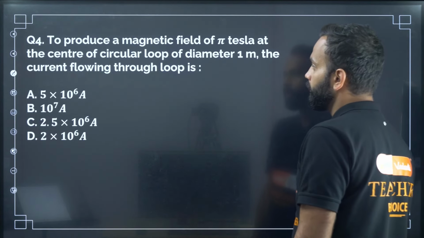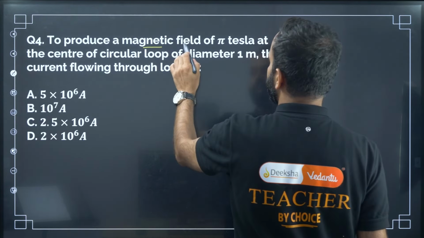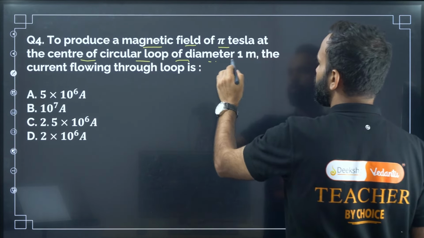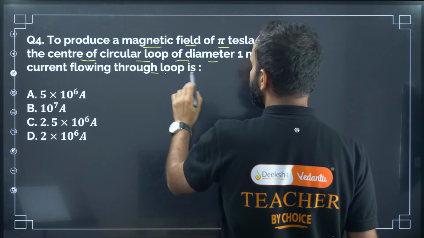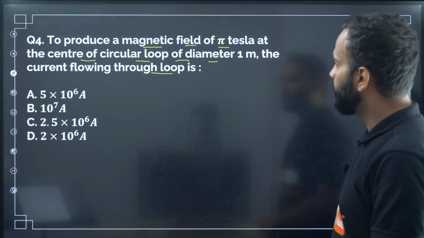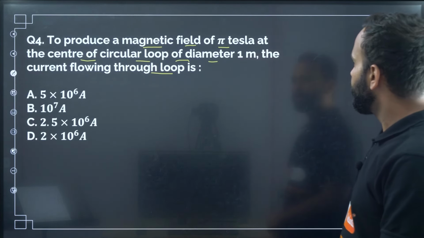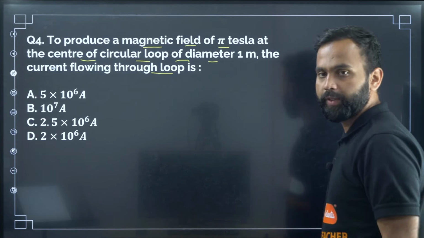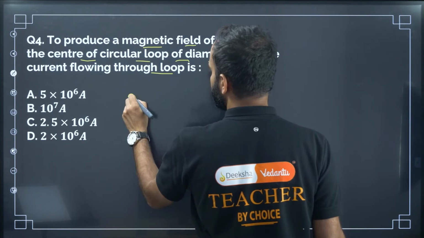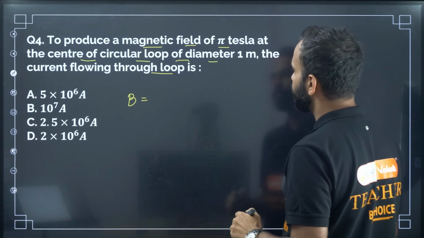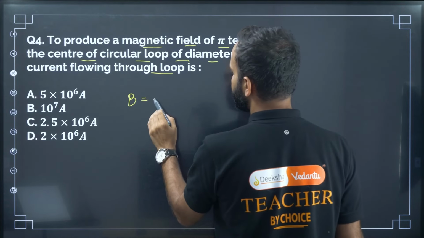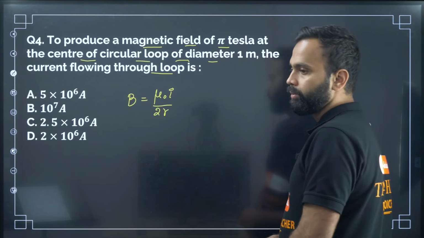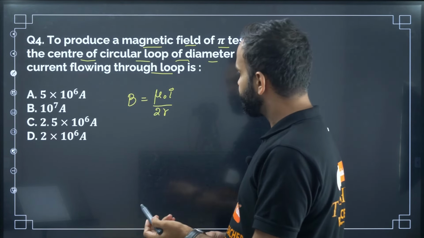Question number 4. To produce a magnetic field of pi Tesla at the center of circular loop of diameter 1 meter, the current flowing through the loop is, we need to find the current flowing through the loop. The magnetic field produced by the circular loop is pi Tesla. So magnetic field due to the circular loop at its center will be mu naught I divided by 2r.